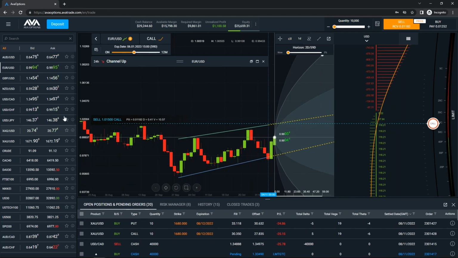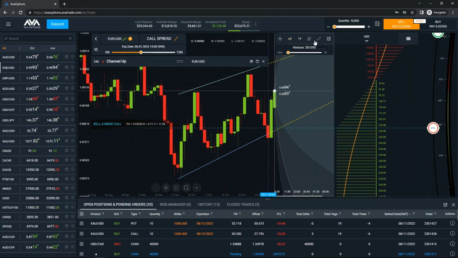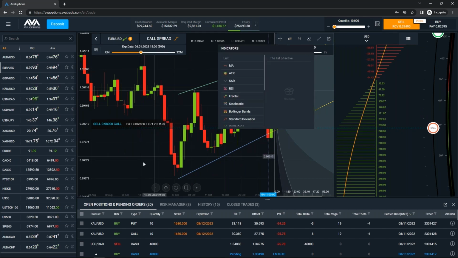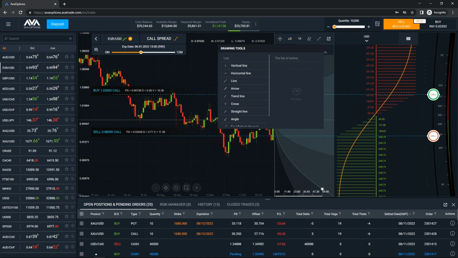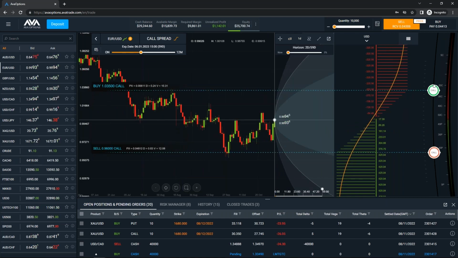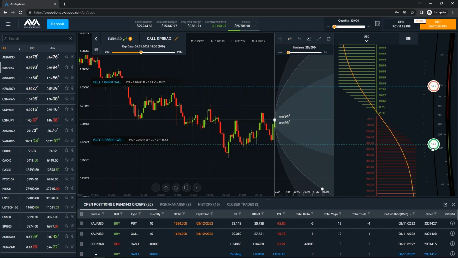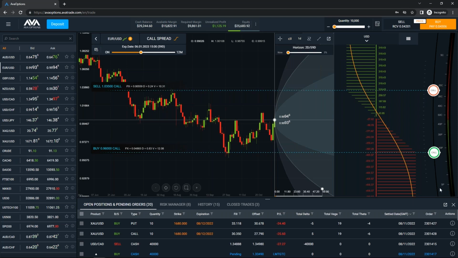Call spread. What's a call spread and why would I use a call spread? Here's a call spread. I'm going to get rid of these signals. Clean up the chart. It's over here. Channel up. This is a call spread. A call spread says I'm going to buy one call and sell another call. It's a very low risk trade because we're limiting our downside and we're limiting our upside.